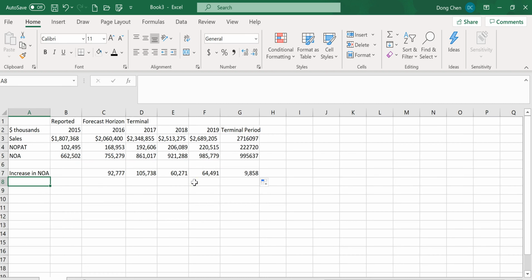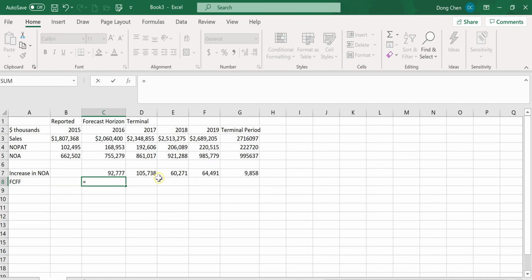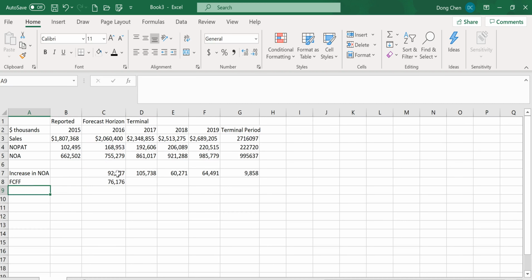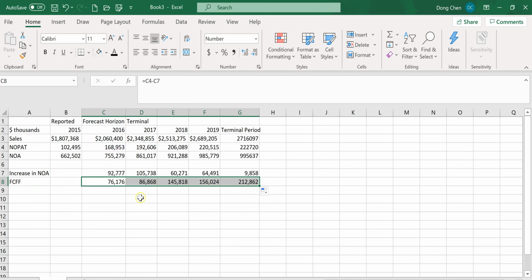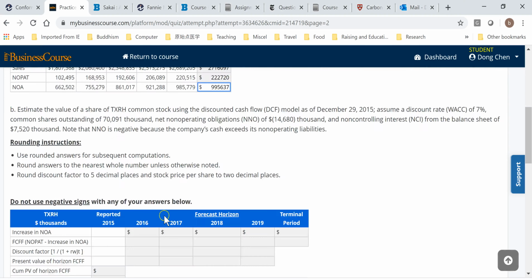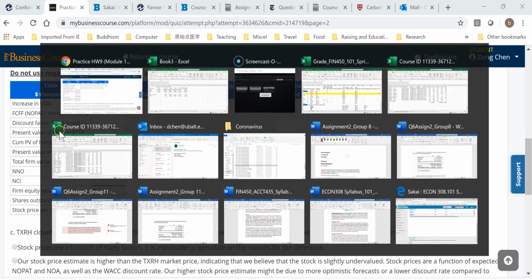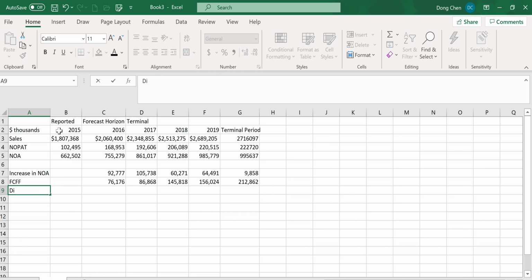And so then we can calculate FCFF. FCFF basically is NOPAT minus the increase in NOA, right? So it's going to be NOPAT minus this number here. Then we can also drag the cell to the other years, including the terminal period. So then the next input is the discount factor, right?